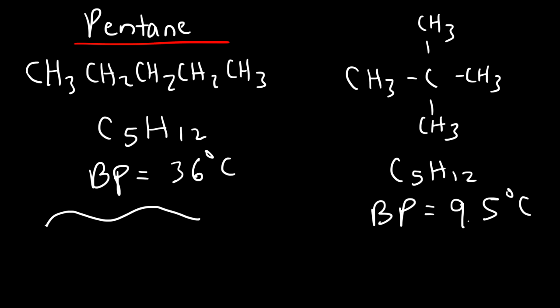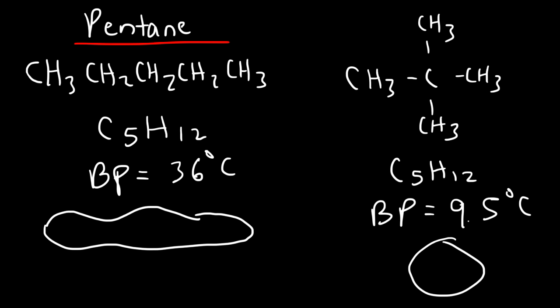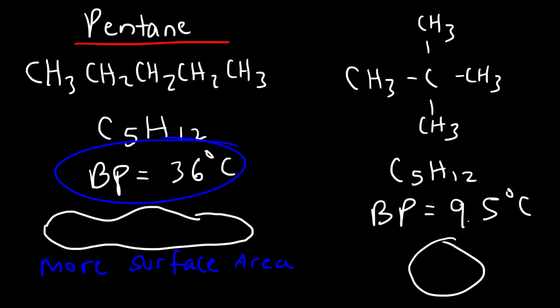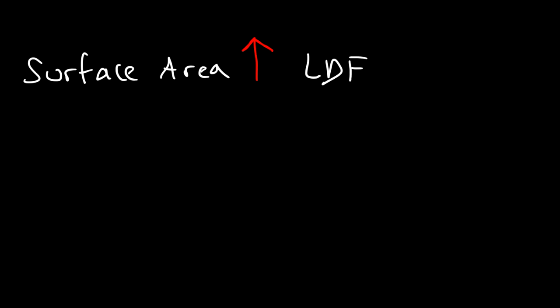Pentane looks like this. It's a straight chain alkane. Neopentane is more circular. So notice that pentane has more surface area than neopentane. And that's why it has a higher boiling point. So what you need to know is this. Whenever you increase the surface area of a substance, the amount of London dispersion forces between those molecules will increase. And as a result, the boiling point will increase as well. So molecules that are straight chained tend to have a higher boiling point than molecules that are branched.